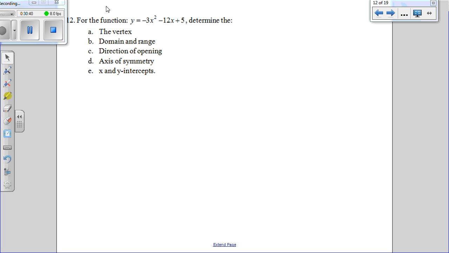We're going to start with the vertex. The first thing is we need to pull out our calculators and graph this. So on your calculator, you're going to press your Y equals button in your top left-hand corner.